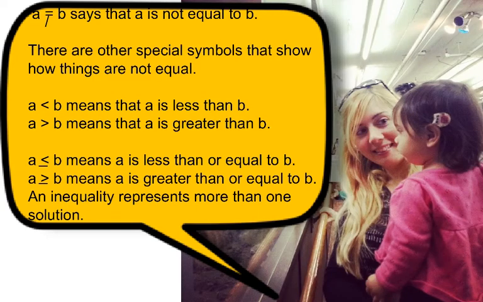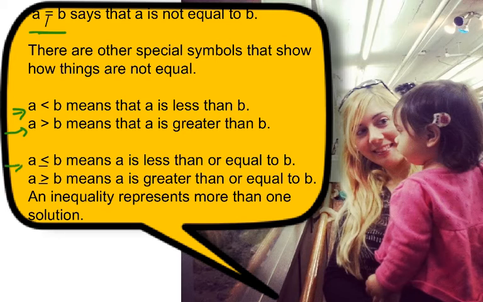So, A is not equal to B, of course, is represented by the first symbol that you see on the top here. There are other special symbols that show how things are not equal. So, for example, A is less than B. We remember, hopefully, from previous lessons, the crocodile eats the greater number, of course, being B. A is greater than B. Again, the crocodile is eating A because it's greater.